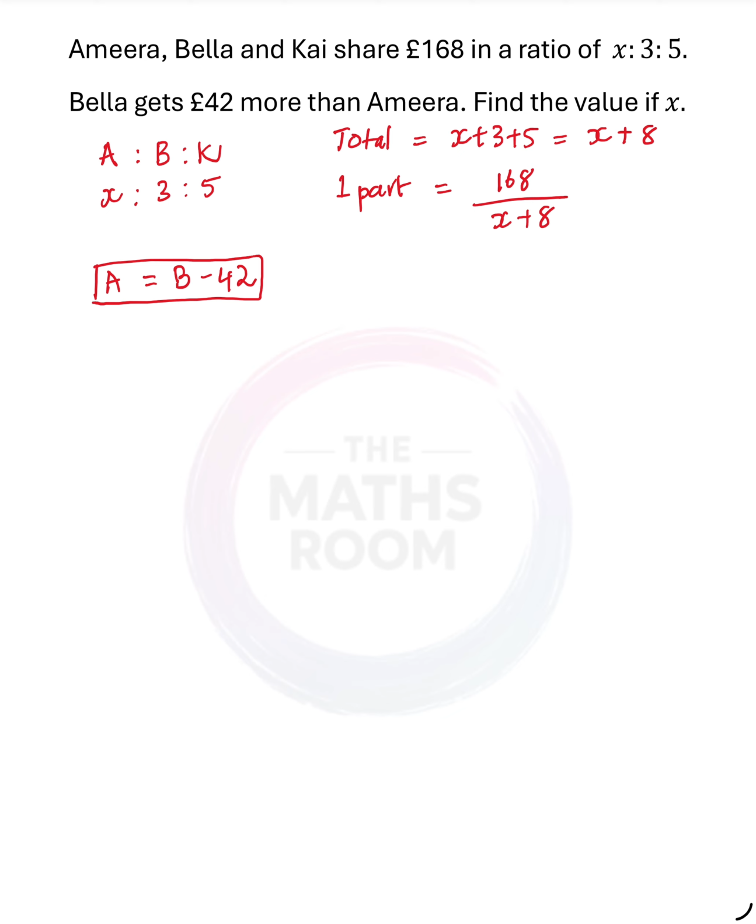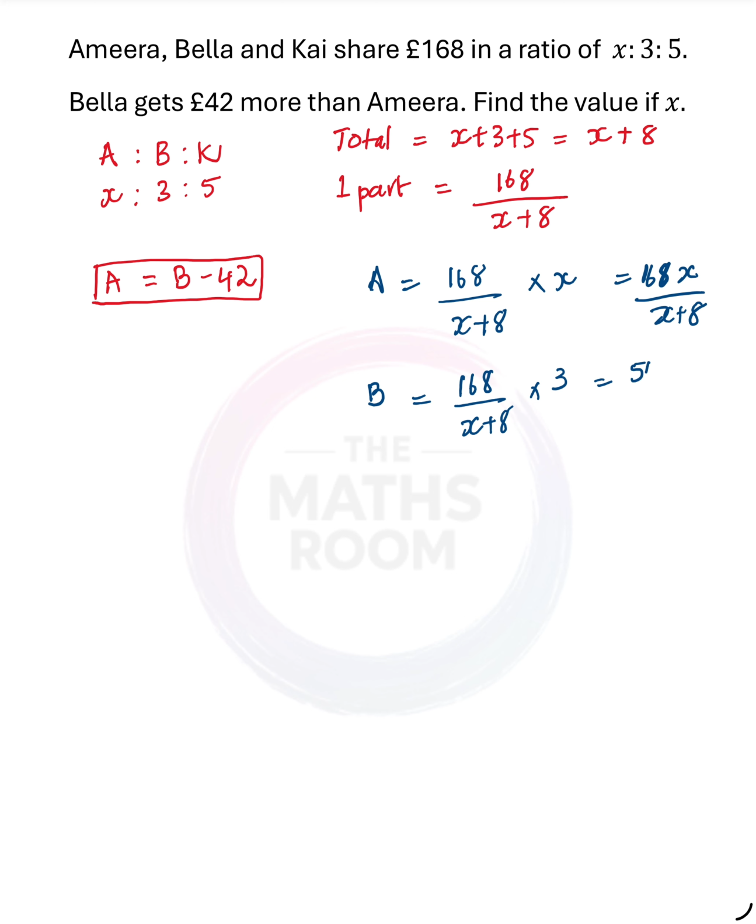So let's work out Bella's part and Amira's part. So let's start with Amira. She gets 168 divided by x plus 8, that's the number of parts, times by x. That would be 168x over x plus 8. Bella gets 3 parts, so it'll be 168 divided by x plus 8 times by 3, because she gets 3 parts. So 168 times by 3 is going to be 504 over x plus 8.